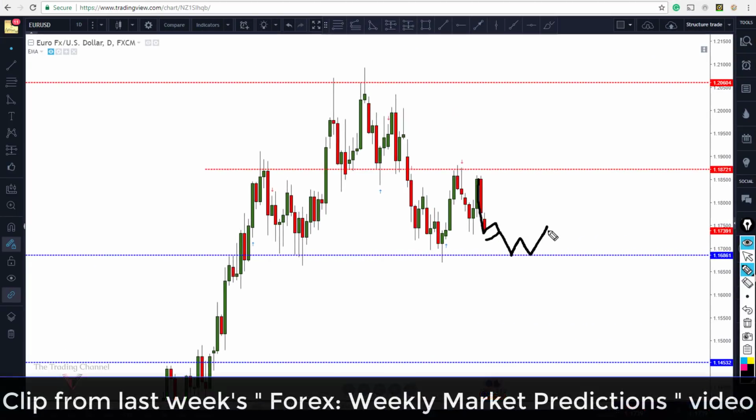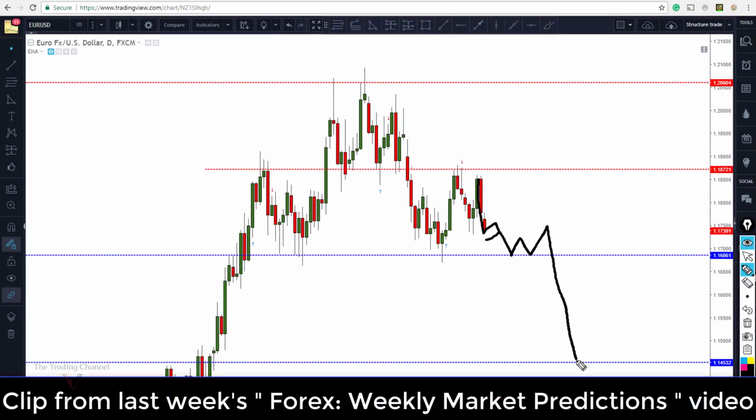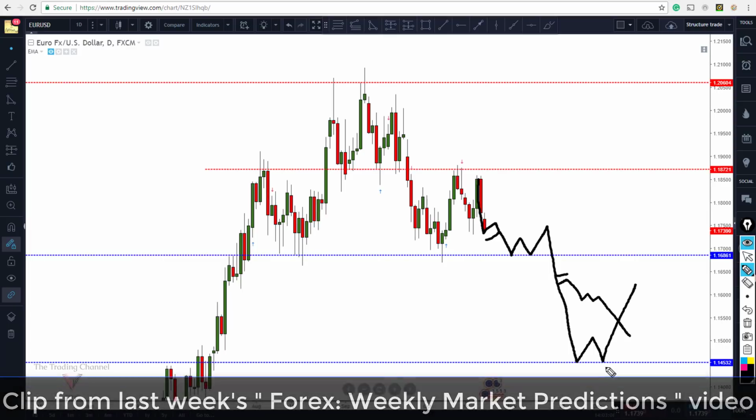But if this market breaks below that area, then we have a long ways to go down all the way to the 1.1453 area for our next level of major support. And through this area is when we'll be looking for shorting opportunities on the way down. And if we get down to that 1.1453, that's where we'll look for another.